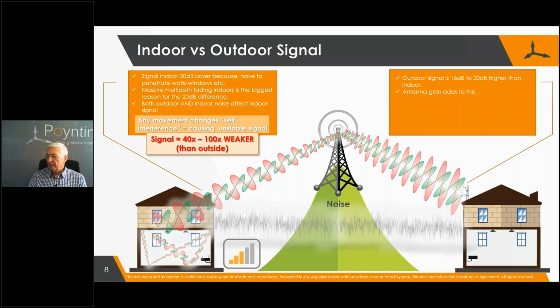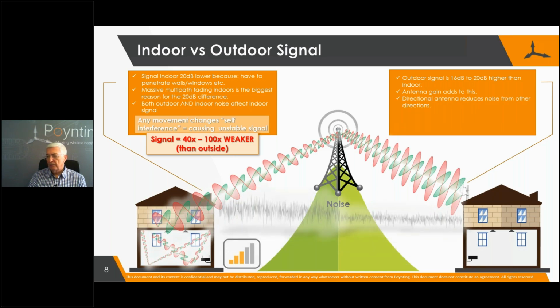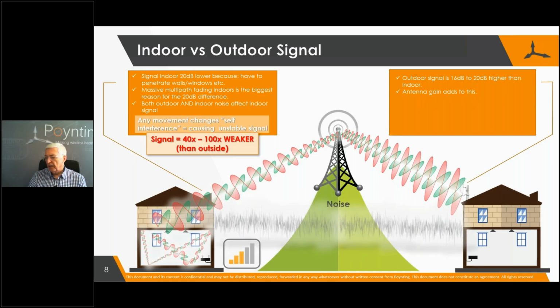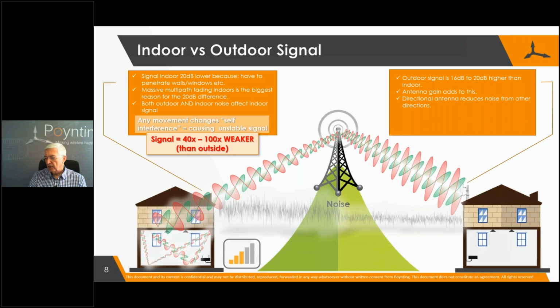Now, the gain, although the signal outside remains the same, I've animated it there to show that the gain of the antenna is now added to the 16 to 20 dBs better signal that you have outside. Being a directional antenna, there's still noise from around the outside, but with a directional antenna, you will reduce that noise. If you look there, let me just animate it again.